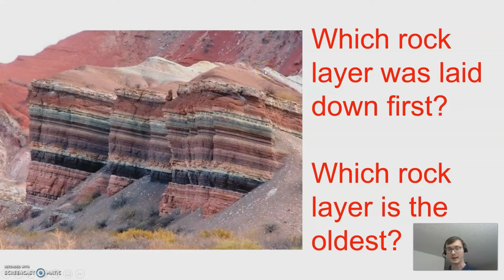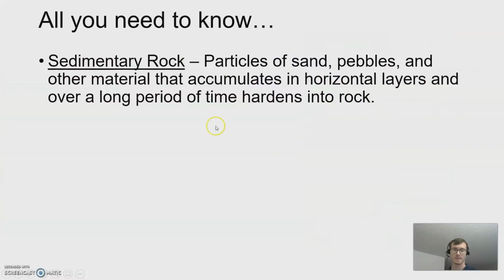More than likely, very likely, the oldest rocks are going to be on the bottom, and the youngest rocks are going to be on the top. So something like this, our sequence for what happened is first was this layer, then the next one on top of it, and then the next layer, and then the next layer, moving up like that.